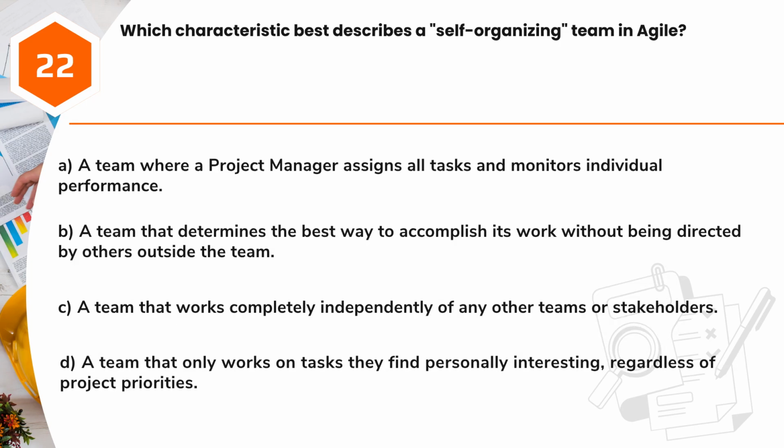Question 22. Which characteristic best describes a self-organizing team in Agile? A. A team where a project manager assigns all tasks and monitors individual performance. B. A team that determines the best way to accomplish its work without being directed by others outside the team. C. A team that works completely independently of any other teams or stakeholders. D. A team that only works on tasks they find personally interesting, regardless of project priorities.